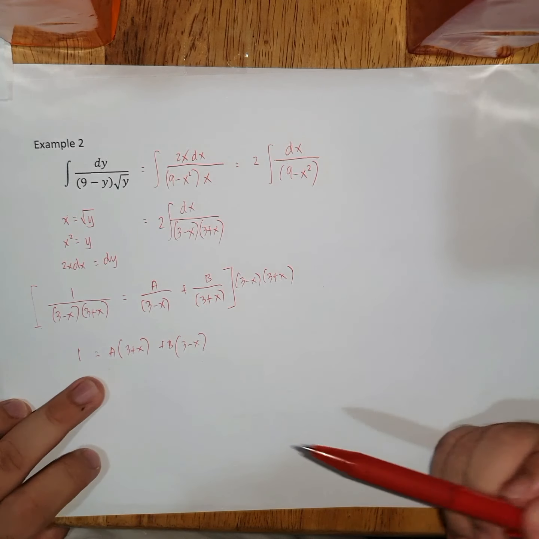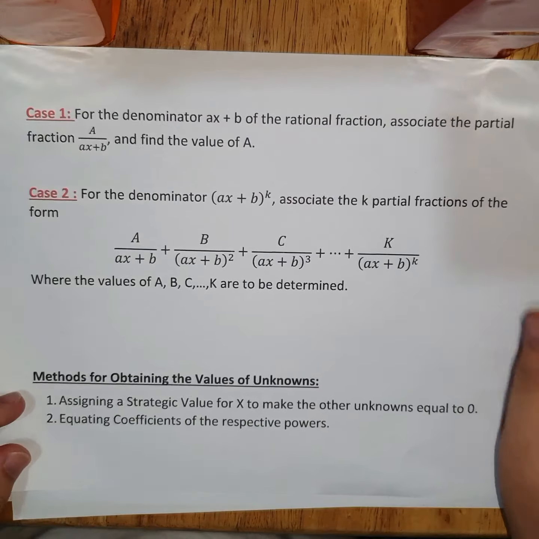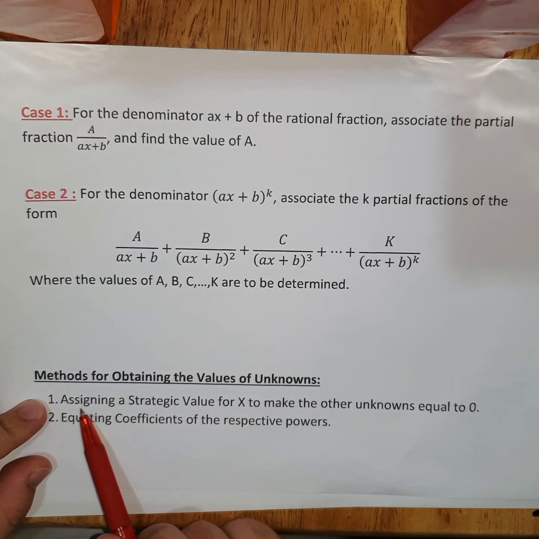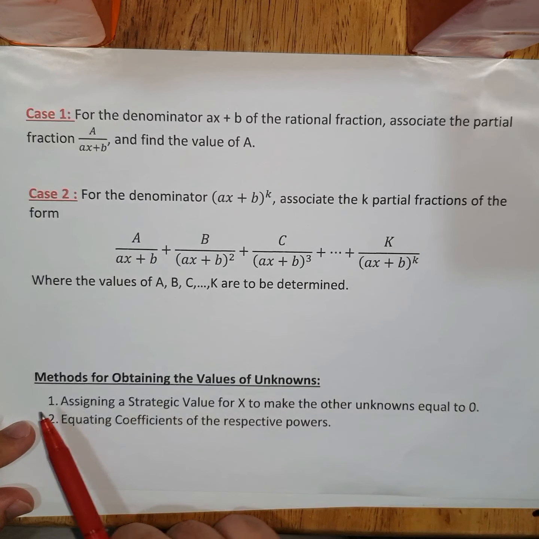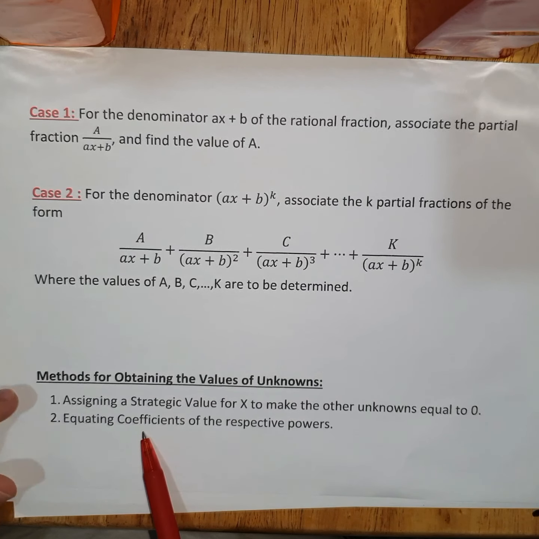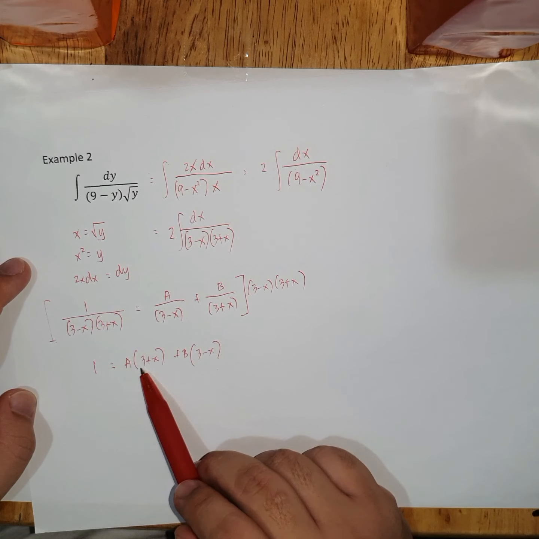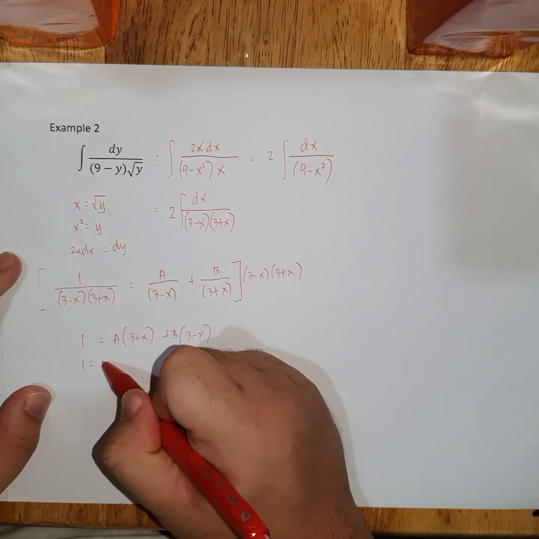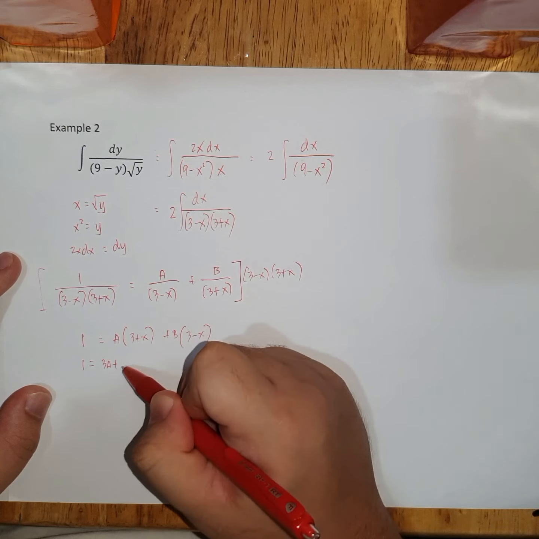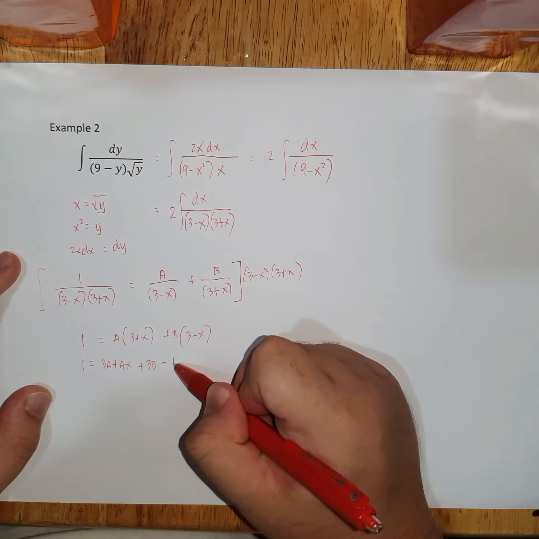So what solution can we use here? This is now our term. Earlier we said there are two methods of obtaining the values of the unknowns. The first is the strategic value, where we can assume a value of x to make a term zero. The next is equating the coefficients of the respective powers. Let's try the second. For this, you need to distribute the unknown coefficients in the given equation. So 1 equals 3a plus ax plus 3b minus bx.